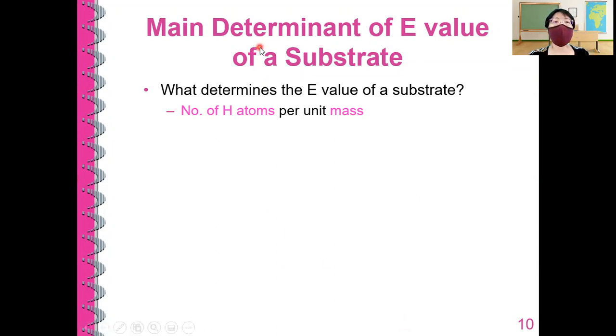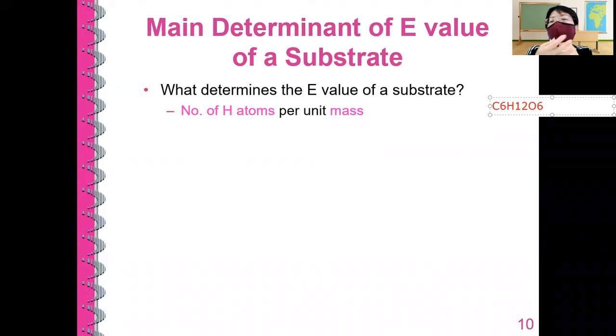Because you have learned that the substrate is C6H12O6, right? So why is it not carbon that determines the energy value? Why is it hydrogen? Why is it not oxygen? Why must it be hydrogen? Because this molecule only got either carbon, hydrogen, or oxygen. Why is it the hydrogen that determines the energy value? Why not carbon? Why not oxygen? Why hydrogen?